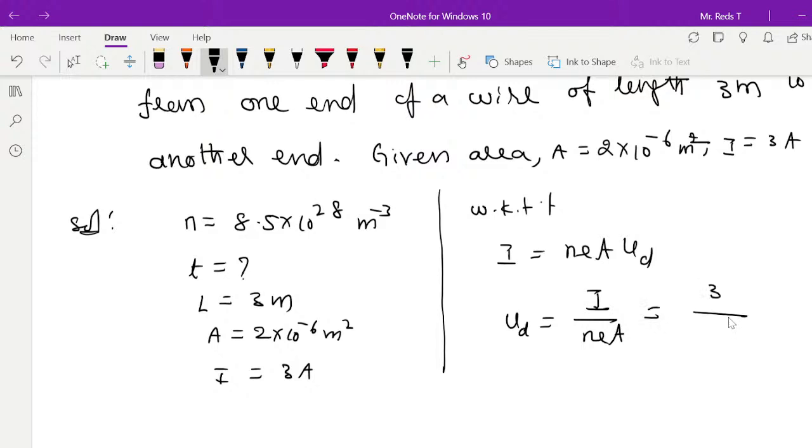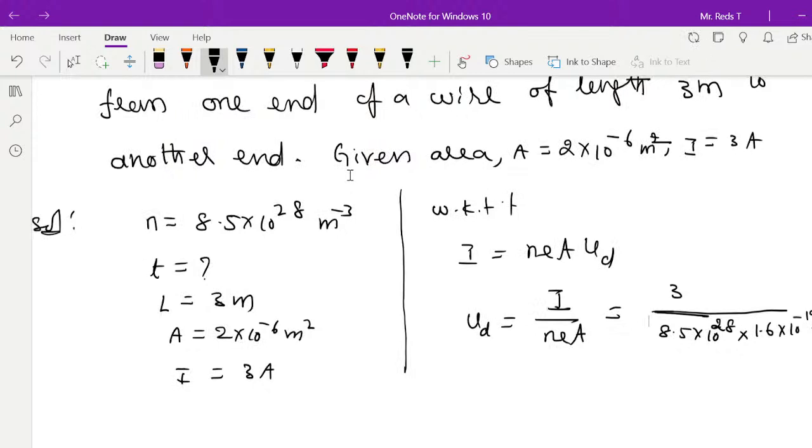Where I is given as 3 ampere. Take this as 3 by n, the number of electrons per unit volume, which is 8.5 into 10 to the power 28. E, the charge of an electron, is 1.6 into 10 to the power minus 19 coulomb. Not given as small e, still you have to remember the magnitude of the charge of an electron.